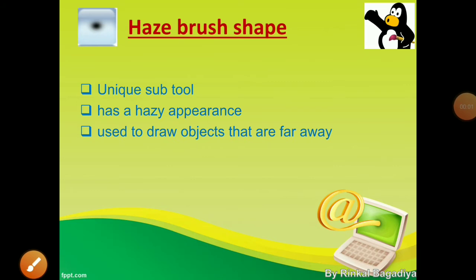Our first brush is the Haze brush shape. H-A-Z-E, Haze brush shape. It is a unique brush because it has a hazy appearance. Hazy appearance means definitely not clear. There is fog, mist, smoke or something like that blurring the view of the picture. So, we can use this brush shape to draw such objects. Let us try this tool and see how it works.